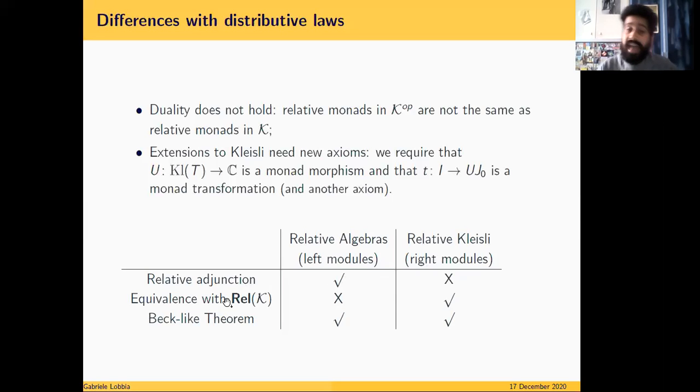On the other hand, the thing that I said in the theorem: using right modules, you can get a two-category equivalent to the one of relative monads inside a two-category, Rel K. But you cannot do that with left modules, which is interesting because you see that you can do some things with one and some things with the other. Luckily, you can do a Beck-like theorem for both of them, and that was quite nice.